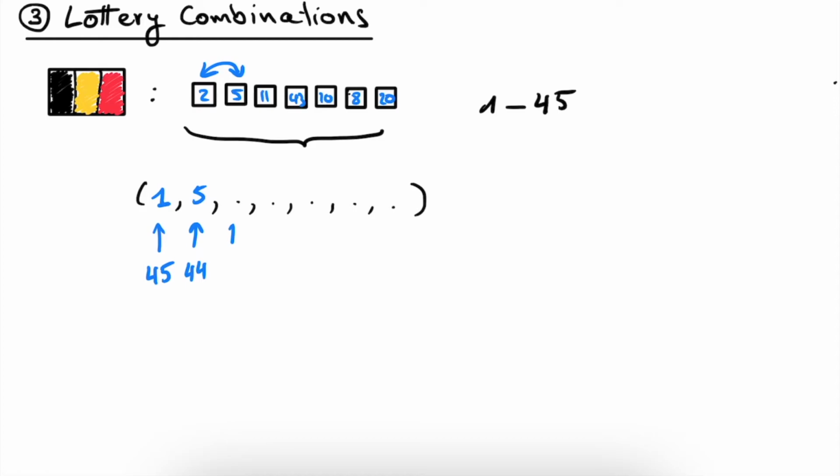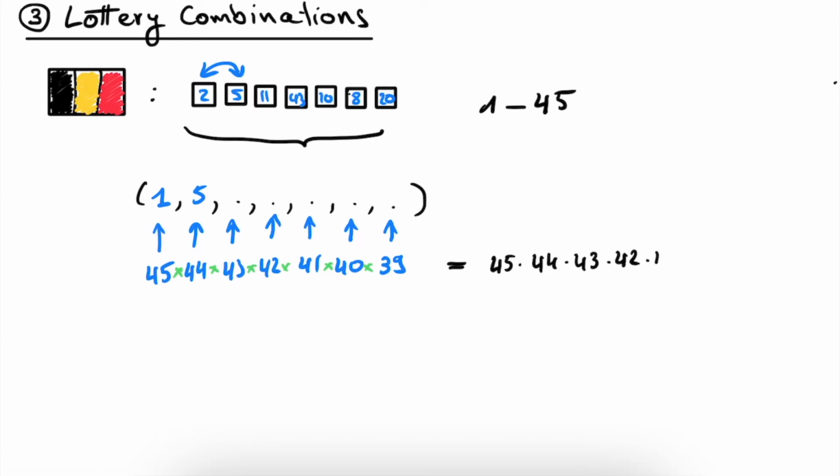Therefore, it has to be, for example, a 5. And this means, of course, that for the third spot, we have 43 choices left. For the fourth spot, we have 42 choices left. Fifth spot, 41. Sixth spot, 40. And eventually, on the seventh spot, we have 39 choices left. As we did in the previous exercises, the total number of choices is multiplying all of the number of choices for each spot in this list. This means that we need to multiply 45 with 44, multiplied with 43, all the way down to 39.